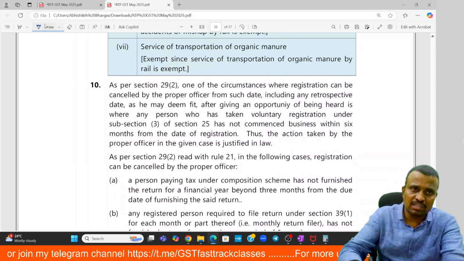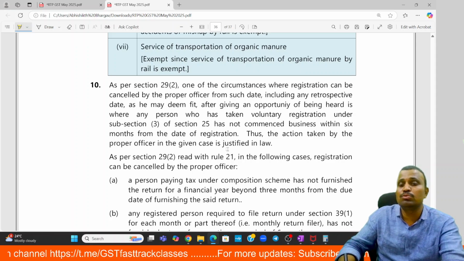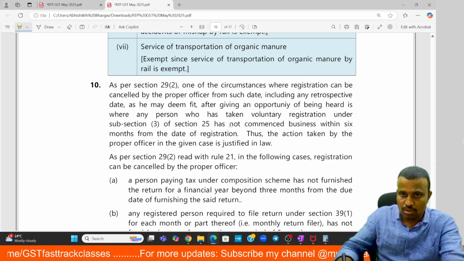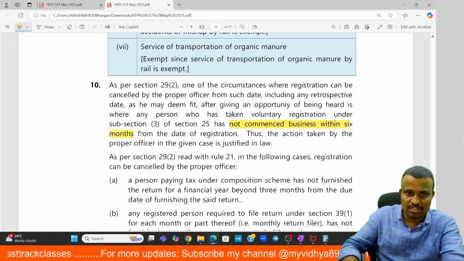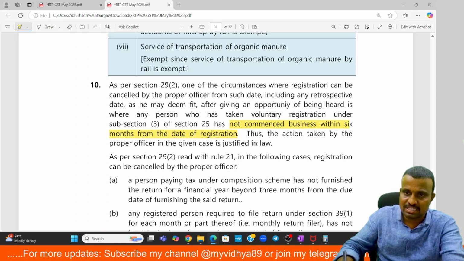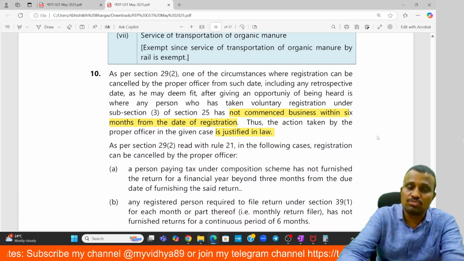Okay. First of all, voluntary registration: if anything is done on a voluntary basis, they have to commence the business within 6 months. So not commenced business in what? 6 months from the date of registration. That's the action taken by the proper officer, and it is justified in law. And what are the grounds we have?